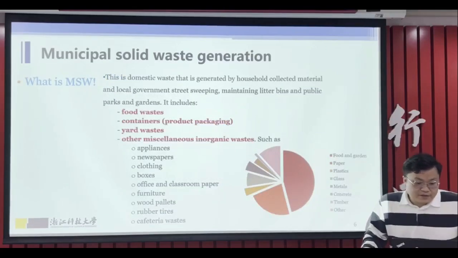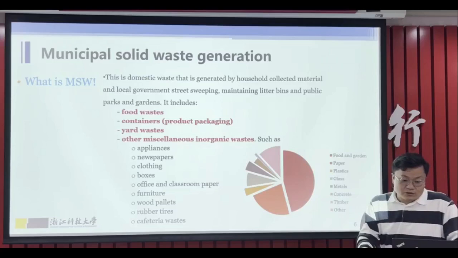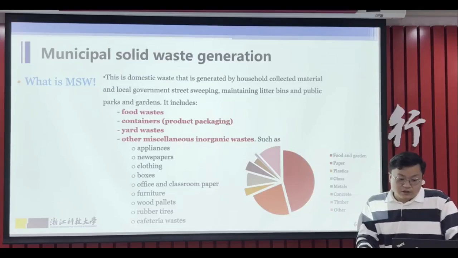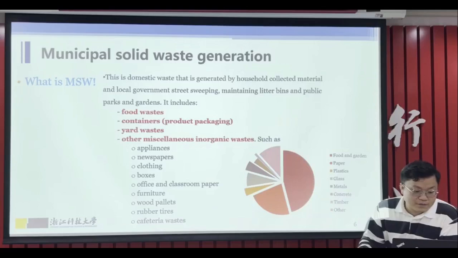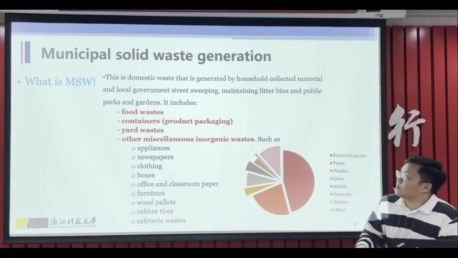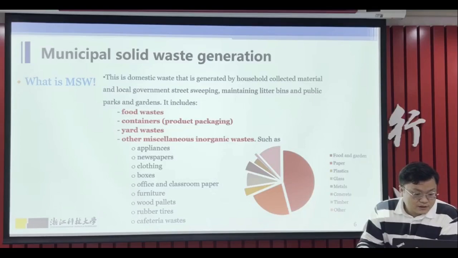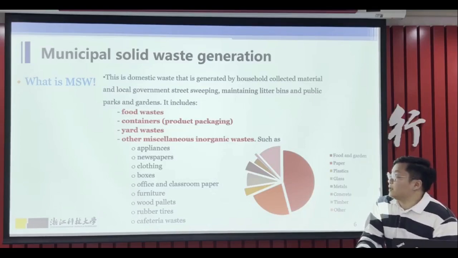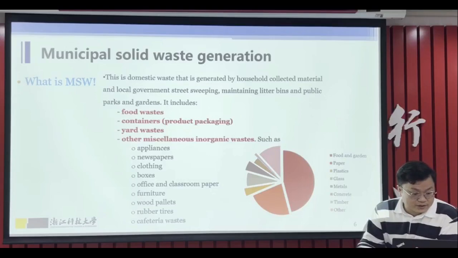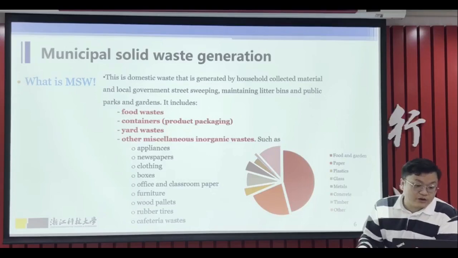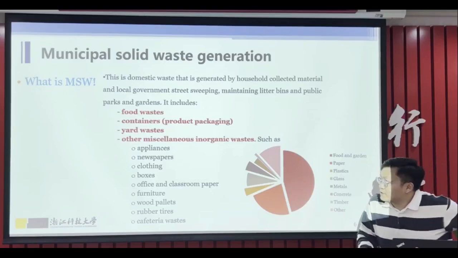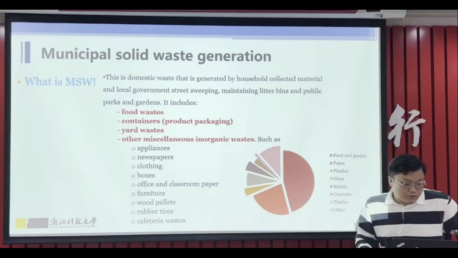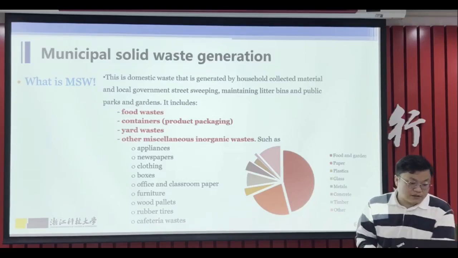Domestic waste is generated by households, collected materials and local government, street sweeping, maintaining, and some from public parks and gardens. So it includes food waste, containers, for example packaging materials, and also yard waste, and other inorganic components, for example newspapers, clothing boxes, office and classroom papers, wood pallets, and cafeteria wastes.